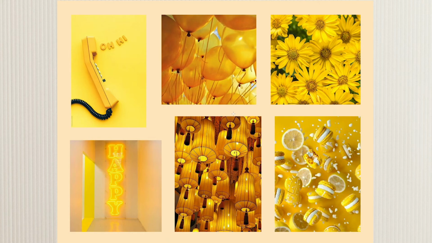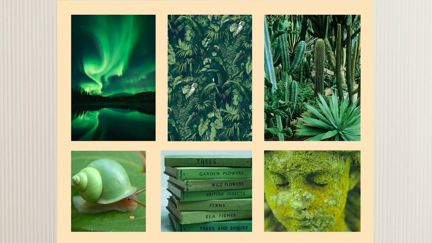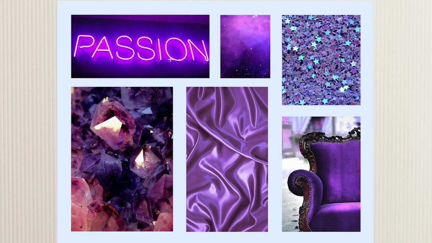And yellow represents creativity, fun, and optimism, and it's a really happy color. So that's what yellow means. And then next we have blue, and blue represents peace, authority, trust, fresh cleanliness, and sadness as well. And then we have green, and green represents growth, fertility, nature, and wealth. And lastly, we have purple here, which represents passion, fantasy, luxury, and royalty.